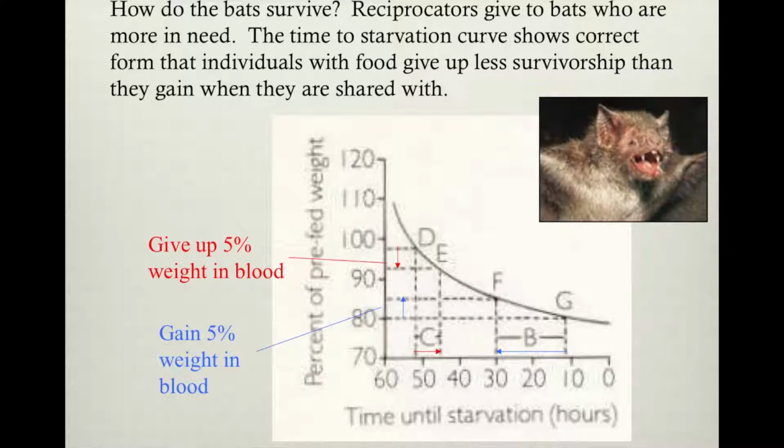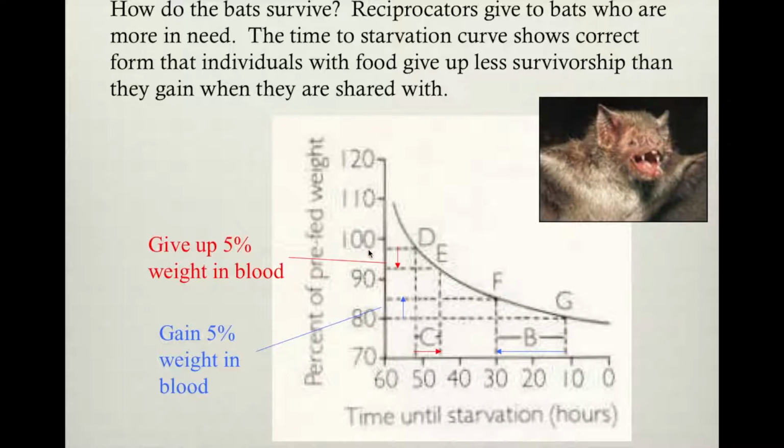So we have an asynchrony in abundance and need. Some bats are going to be at 110, 120% of their pre-fed body weight. Some bats are going to be down here at 80% of their pre-fed body weight, or perhaps even lower. These are going to be the bats that have a great need and that are going to gain a much greater value here from that increase in body weight.